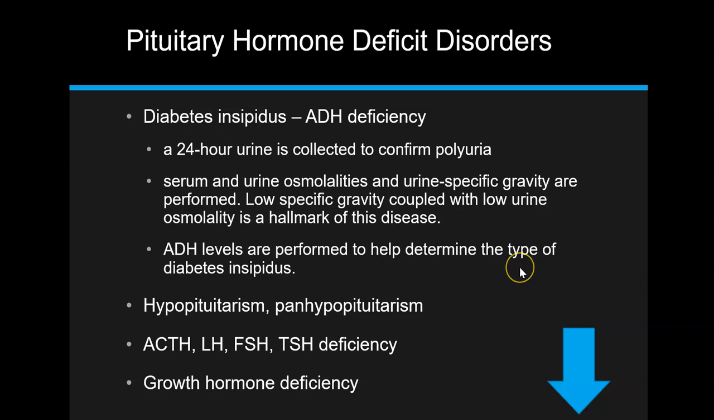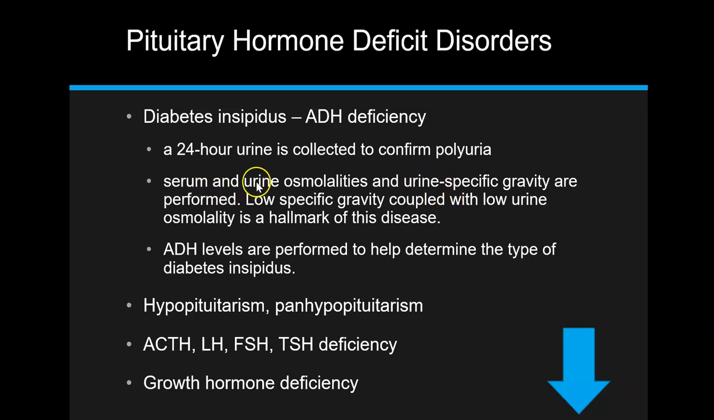So pituitary hormone deficit disorders, we have diabetes insipidus. So that is a deficiency in antidiuretic hormone. So first, you'll have polyuria because it's not reclaiming any water at all. So you would do a 24-hour urine to confirm that there's polyuria. Normal urine output is around 2 liters, or what's in excess of that, then you can consider it polyuria.